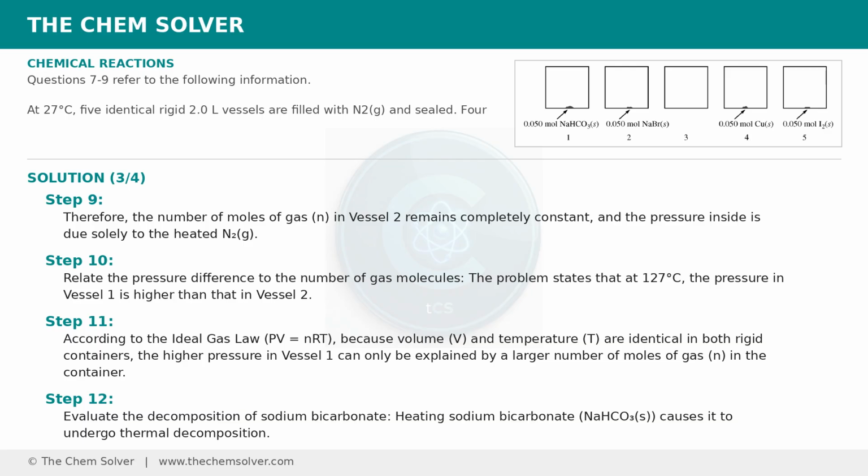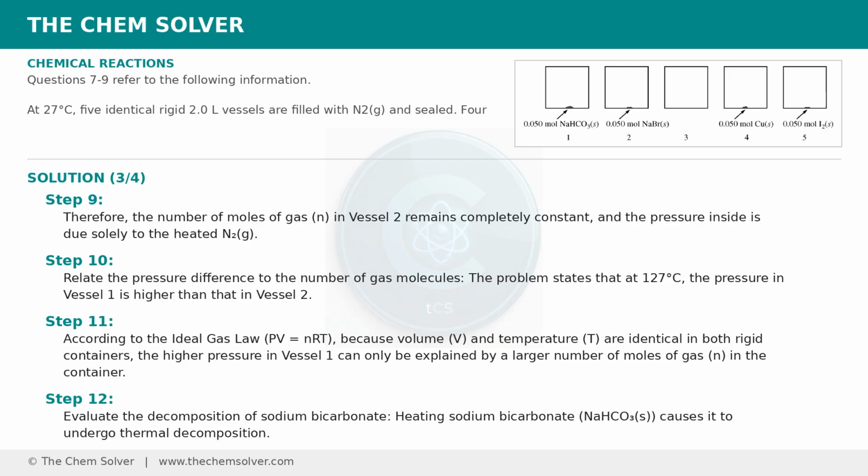Relate the pressure difference to the number of gas molecules. The problem states that at 127 degrees Celsius, the pressure in vessel 1 is higher than that in vessel 2. According to the ideal gas law, PV equals nRT, because volume, V, and temperature, T, are identical in both rigid containers. The higher pressure in vessel 1 can only be explained by a larger number of moles of gas, N, in the container.